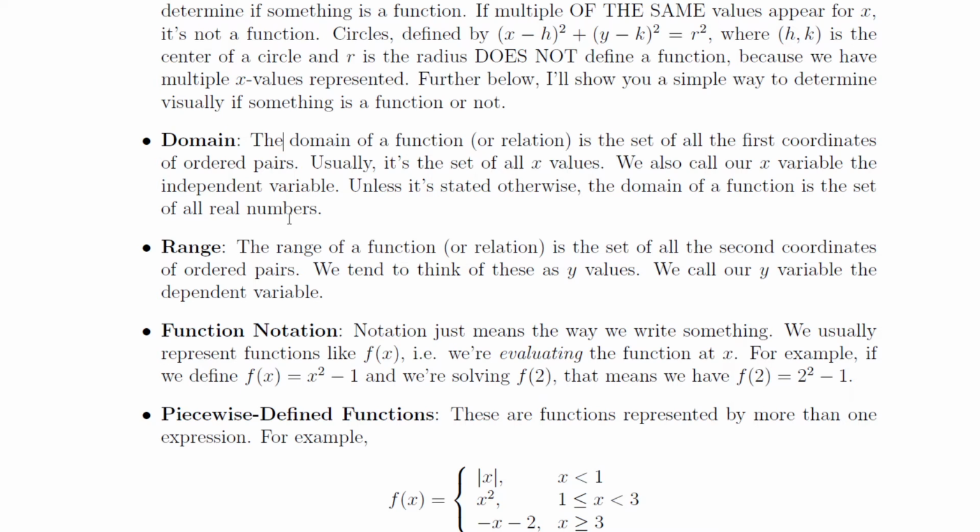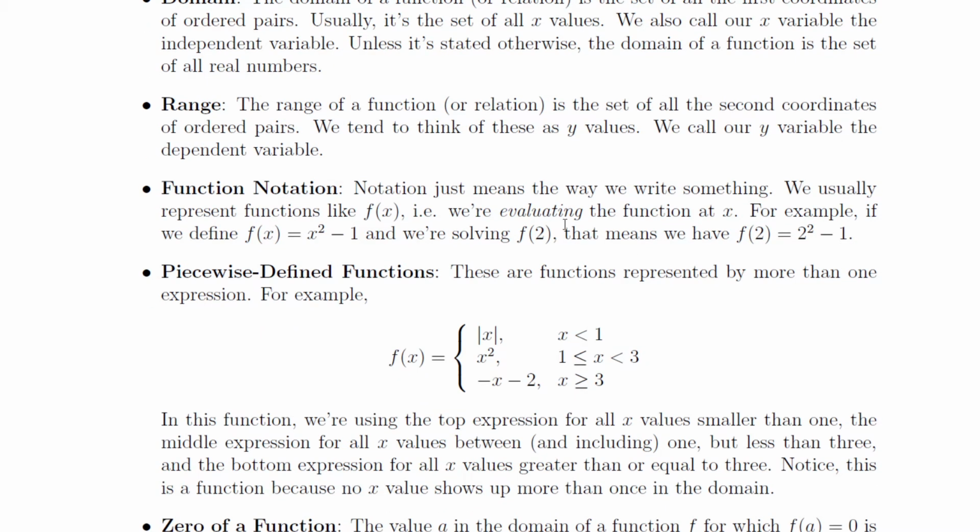The range of a function or a relation is a set of all the second coordinates. So the domain is dealing with all the x values. The range is going to be dealing with just the y values. This is also, in statistical terms, called the dependent variable.